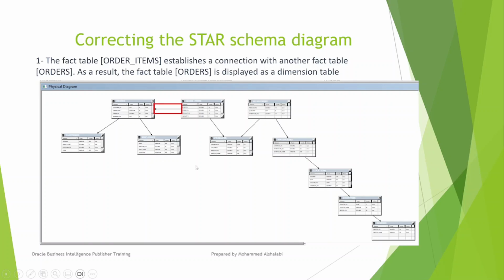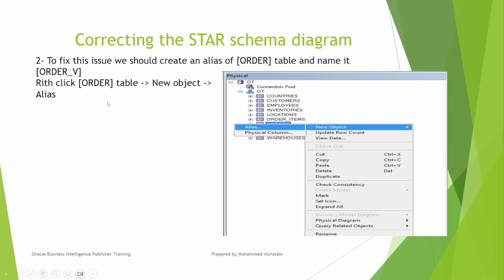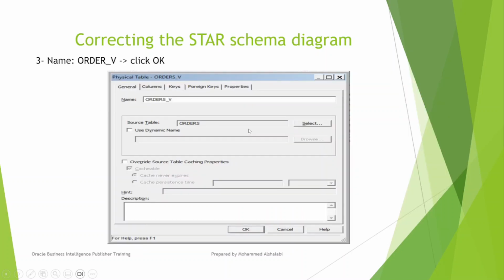So we have found the issue. How to solve it? How to correct the star diagram? In order to fix this issue, we should create an alias of the order table and name it as order V, or any name you want. Right click the order table and then new object, press on alias. Okay. Next, add the name of the new alias, for example order underscore V, and click OK.